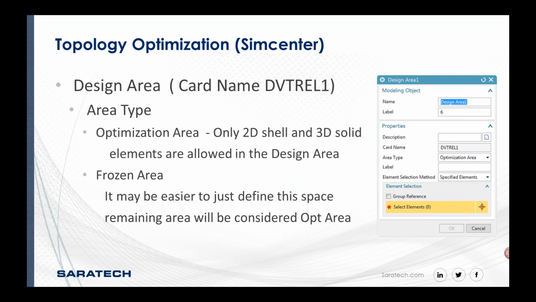You can specify two different types of the design area. One can be optimization area, the area where you're going to remove entities, and then you can specify frozen areas, which is areas where it will ignore. You do not need to specify both. Sometimes it's easier just to define the frozen area, and then it will use the remaining areas for optimization.